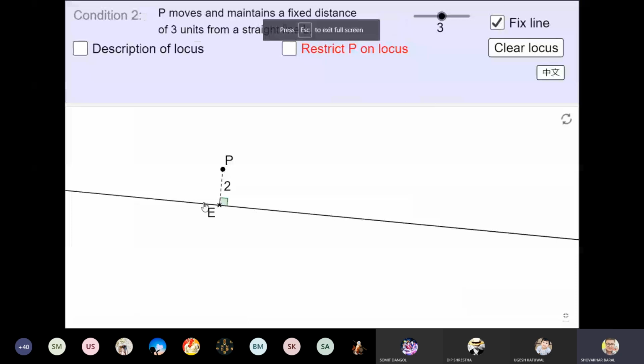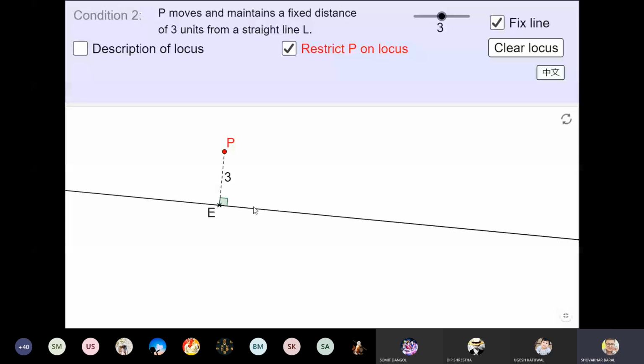So this is one straight line. Okay, and I am going to move this point P so that its distance from this straight line is E. Sorry, distance is 3. Let me show you under how many conditions, how many paths will be there. How many paths are formed when moving like this?